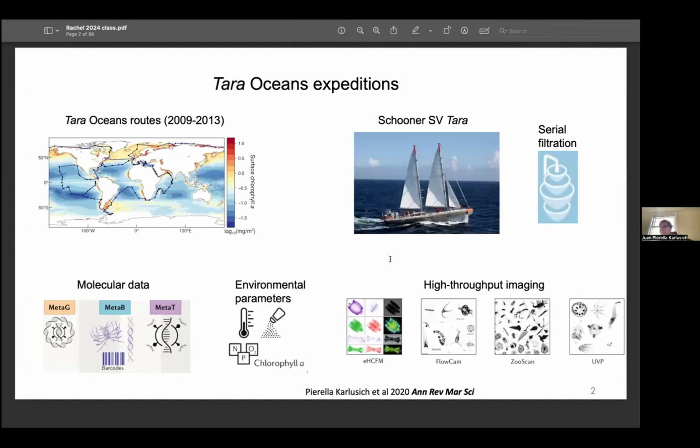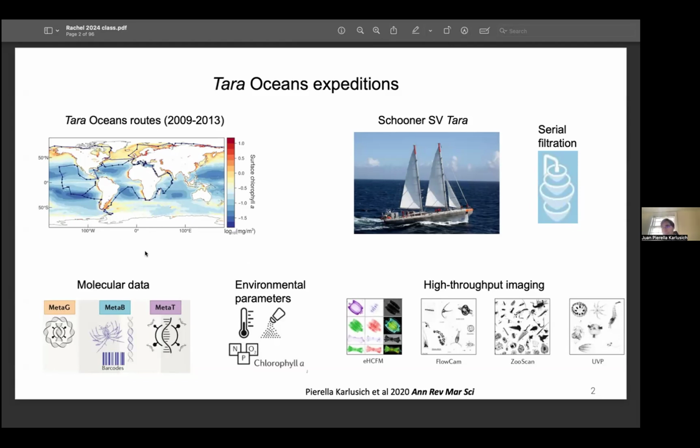So to provide some context, all the work that I will show you consists of the mining of the dataset generated by the Tara Oceans expeditions. These expeditions were carried out for taking seawater samples from the main ocean regions, including the Mediterranean Sea, Indian Sea, South Atlantic, South and North Pacific, North Atlantic, and finally the Arctic, as well as part of the Southern Ocean.